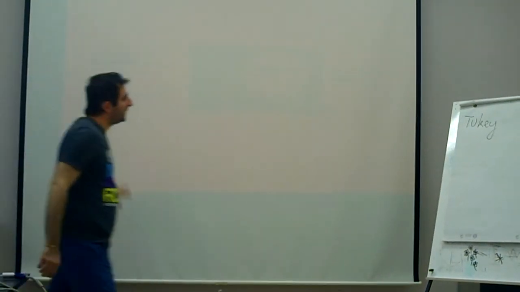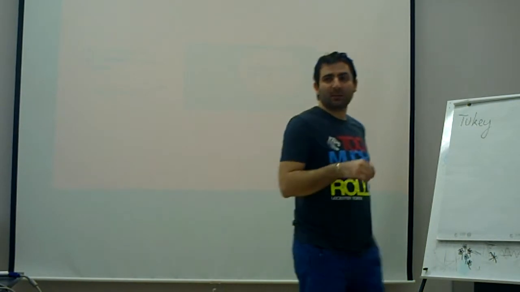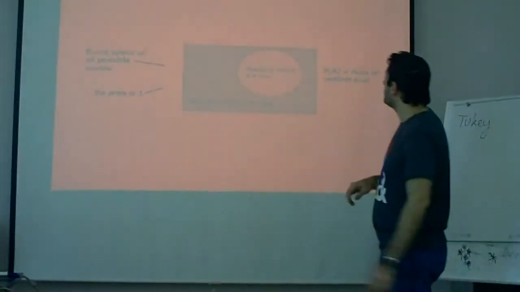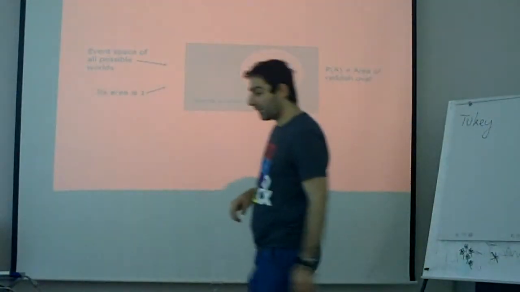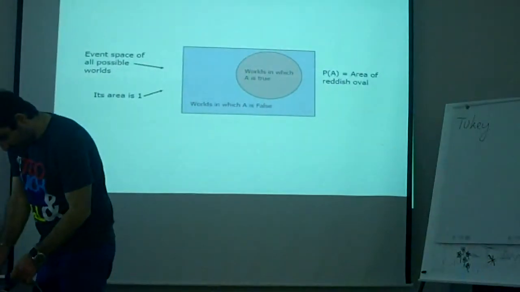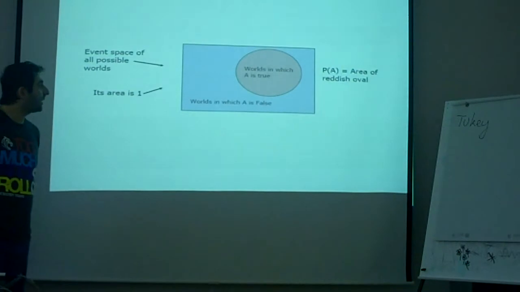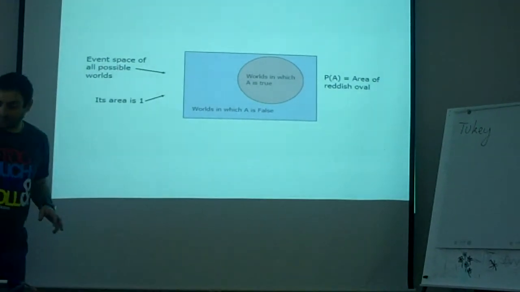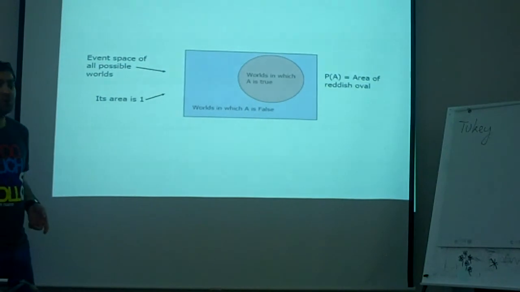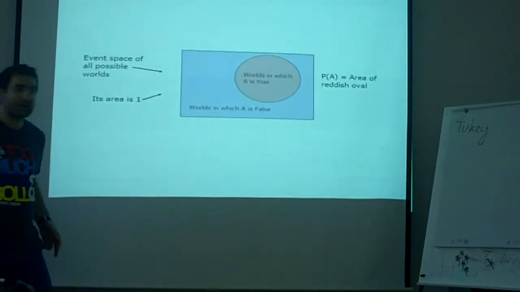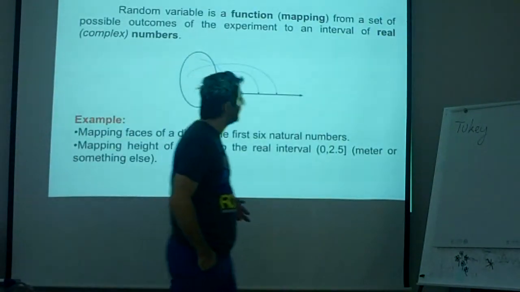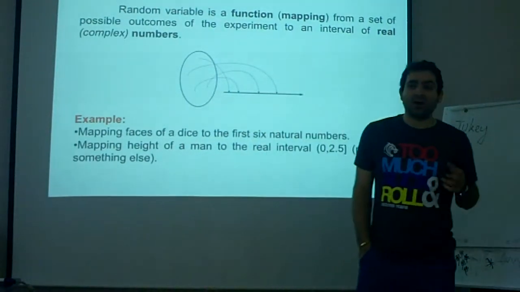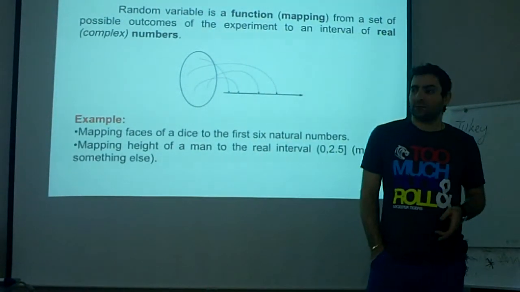Okay, we start with this slide, and we talk about the Venn diagram. We saw how useful it is. Now, we continue by defining a few more things and reminding you of a few more things. And one of those things is a random variable. Now, what is a random variable?